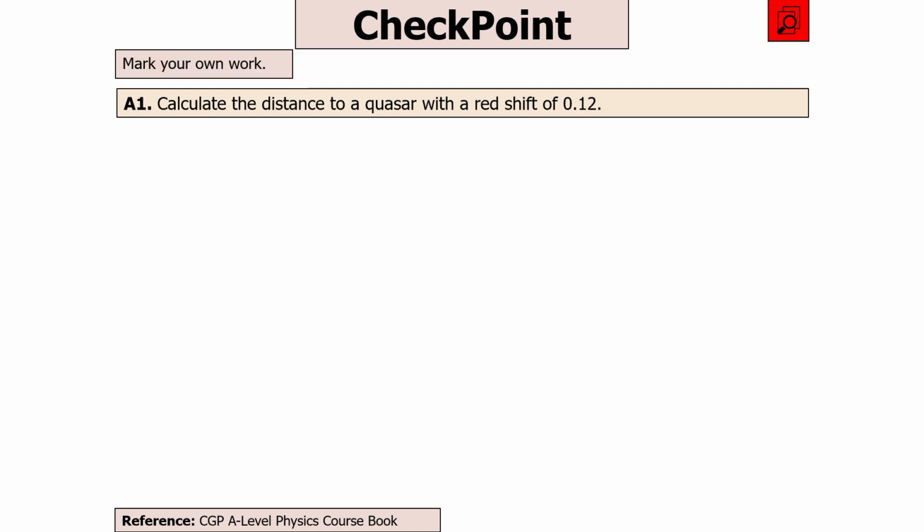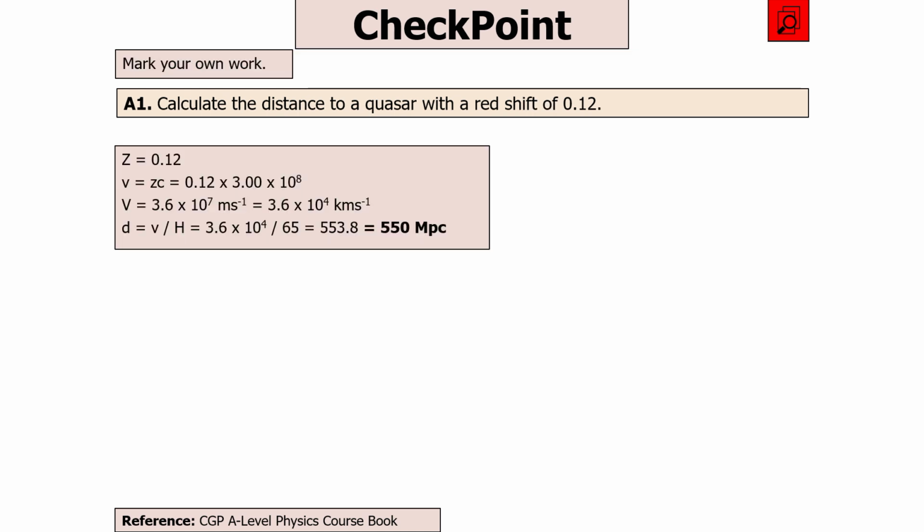Right, in this question, we've got z to be equal to 0.12. We know v equals zc, so it's going to be 3.6 times 10 to the 7 meters per second. We then convert that to use in the Hubble's constant equation, with the units being kilometers per second, d equals v over H, pop it all through, and we get 550 megaparsecs.